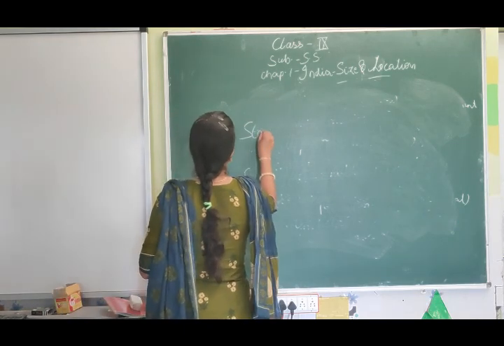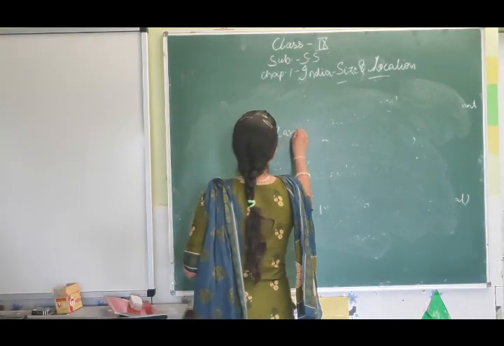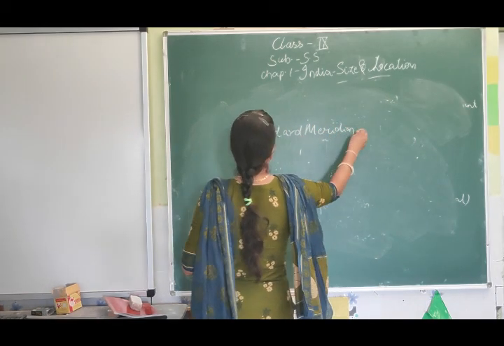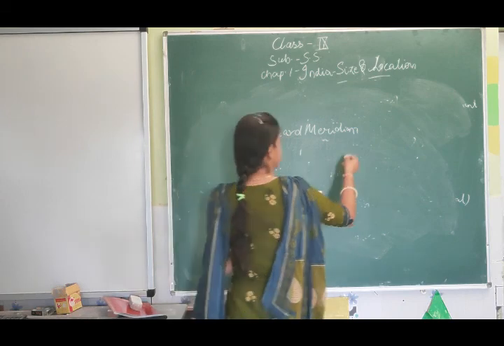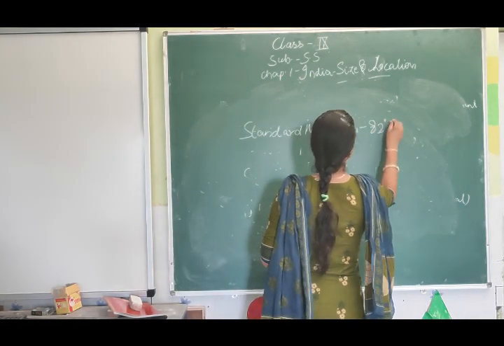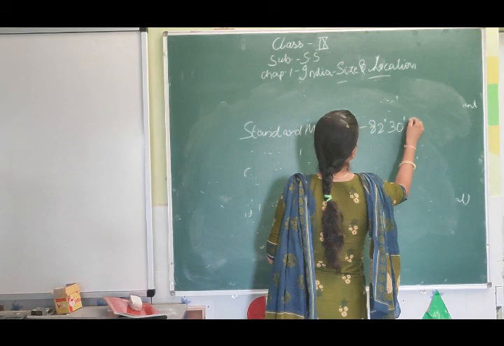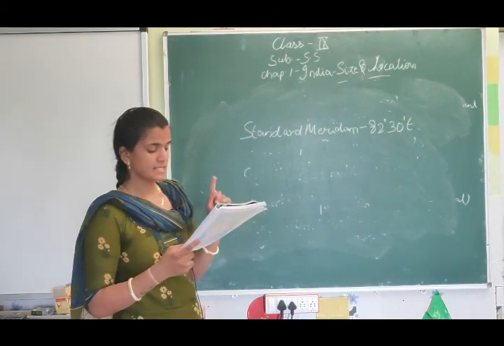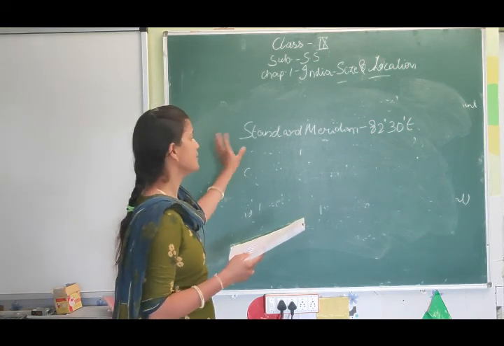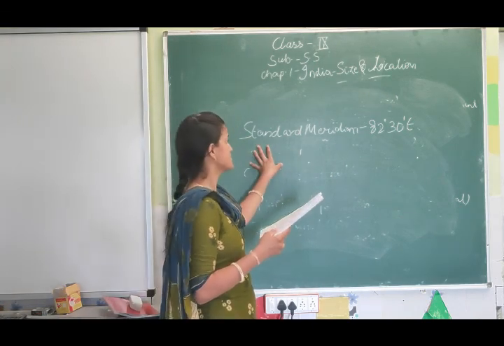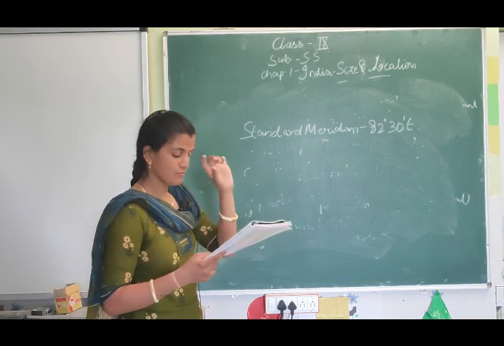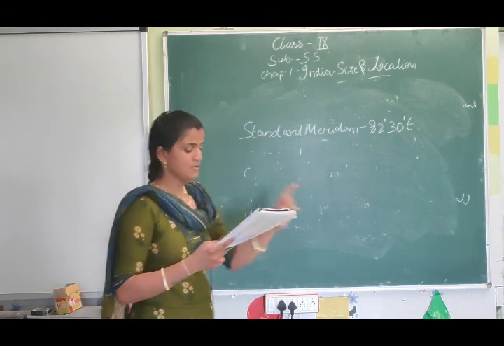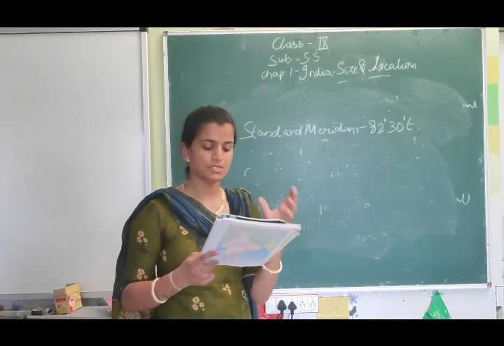Standard meridian. The 82°30′E meridian passing through Mirzapur in Uttar Pradesh is taken as the standard time of the whole country. Now, the standard meridian of India is taken as the standard time of the whole country, that is 82°30′E. The latitudinal extent influences the duration of day and night.